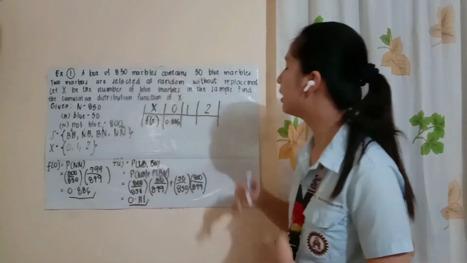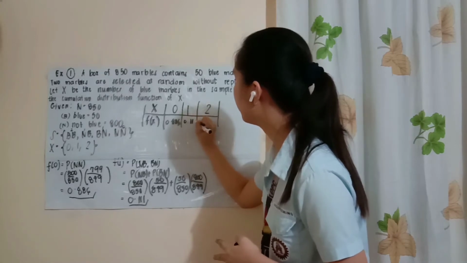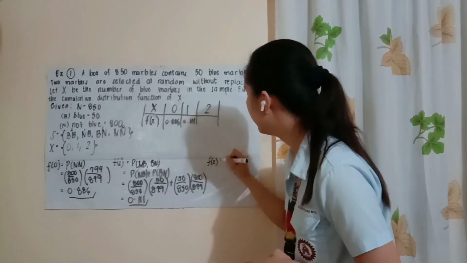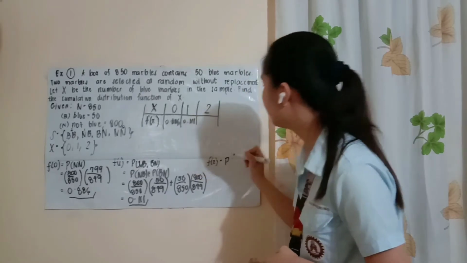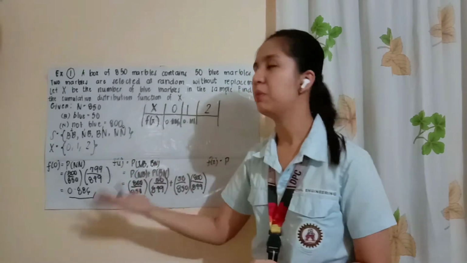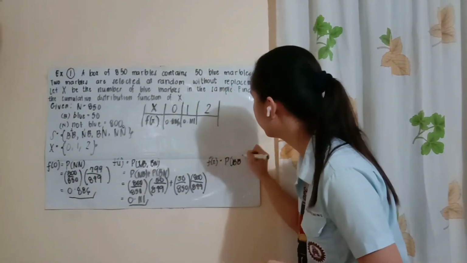So, meron na tayong value for our probability of 1: 0.111. Next, we have f of 2. That's the probability of, ano ba dito sa sample point natin, makakakuha tayo ng dalawang blue? We have BB. So, that's the probability of BB.